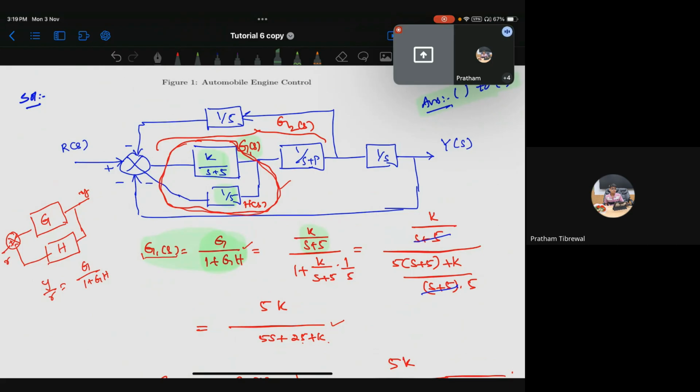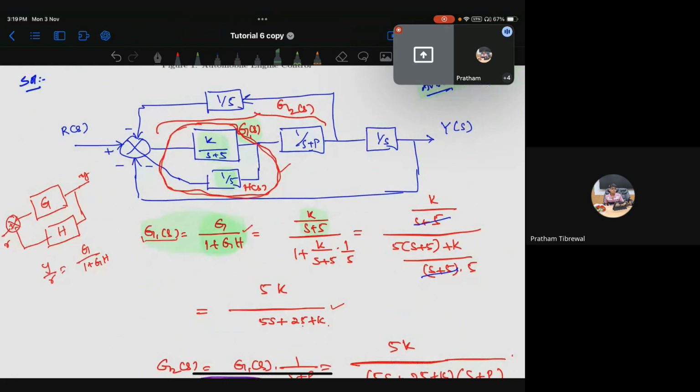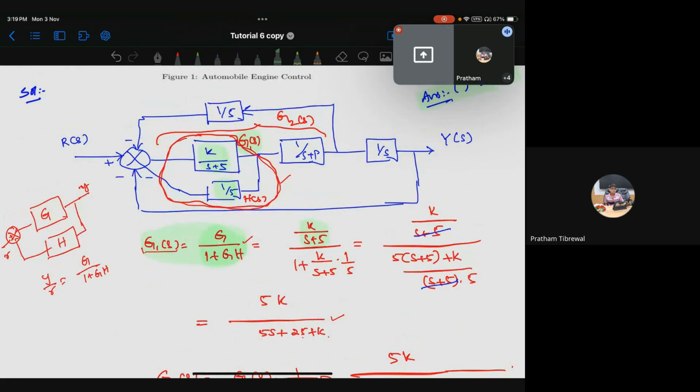My only doubt is that K upon s plus 5 and 1 by 5 we are taking. Yes, this part only, the circle part. Once we have that, G1 becomes one simple box of value 5K by 5s plus 25 plus K.